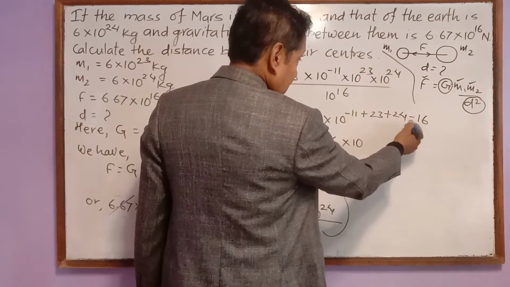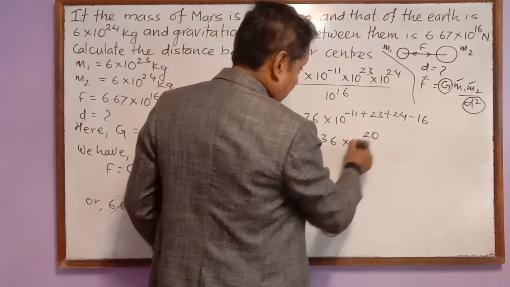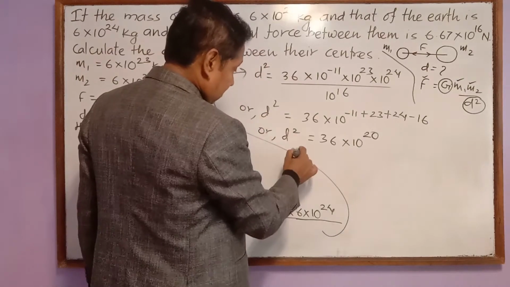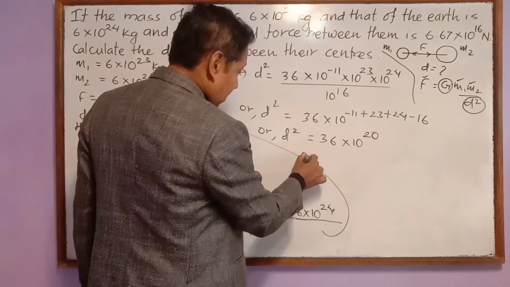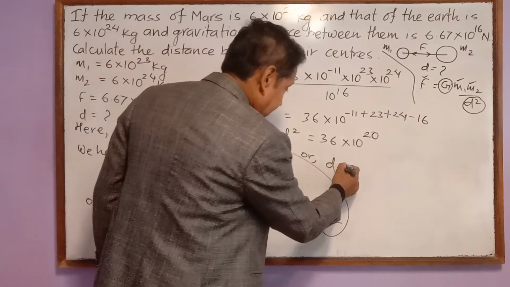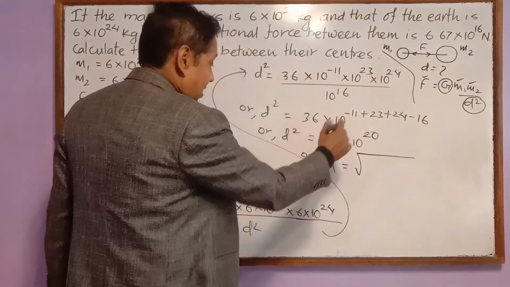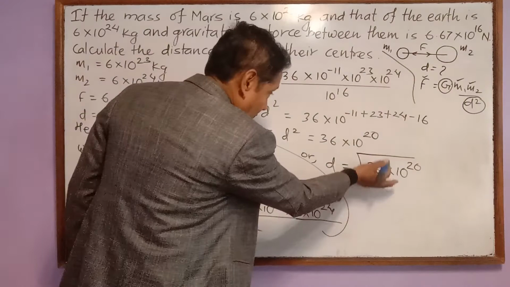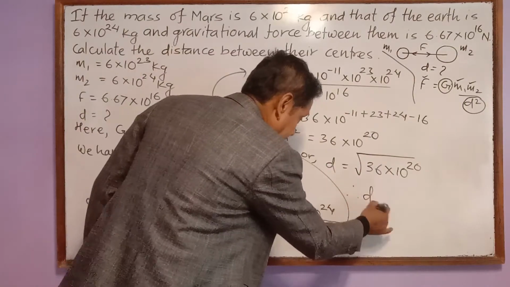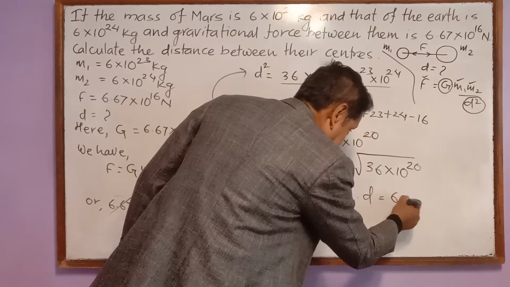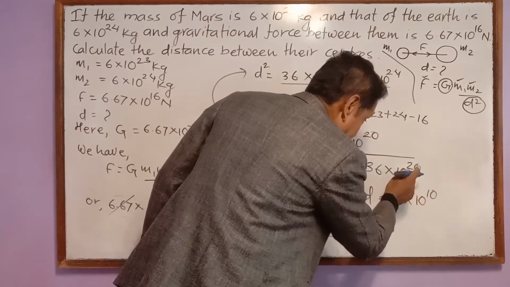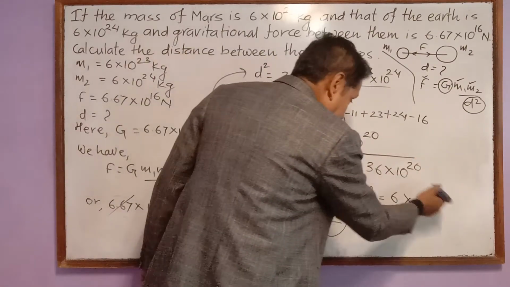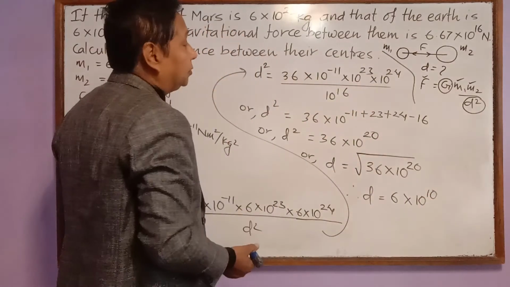it comes 10 to the power 20. Look at this, it comes 10 to the power 20. Now here on the left hand side we have D square. That's why if I take D only, then we can put the square root on the right hand side. It is equal to the square root of 36 into 10 to the power 20. And if the square root is taken, then what happens? The distance between them becomes 6 into 10 to the power 10, because the square root of 10 to the power 20 is 10 to the power 10.